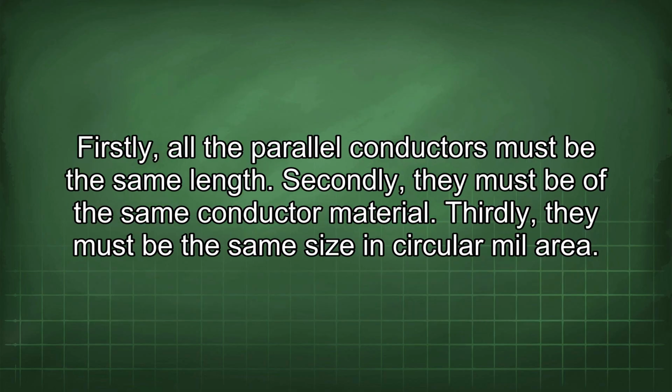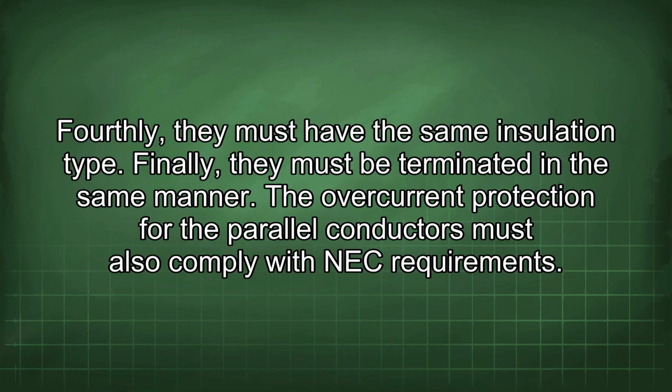Firstly, all the parallel conductors must be the same length. Secondly, they must be of the same conductor material. Thirdly, they must be the same size and circular mill area. Fourthly, they must have the same insulation type. Finally, they must be terminated in the same manner.